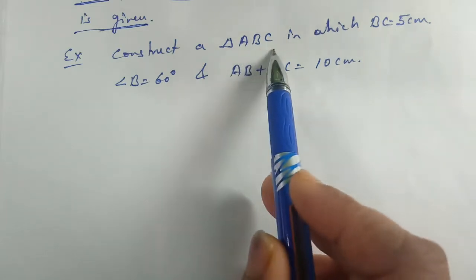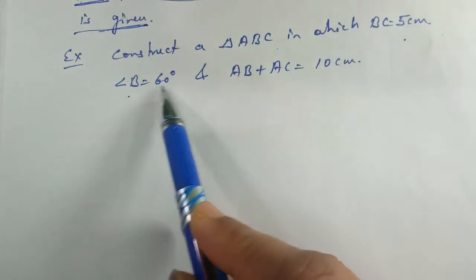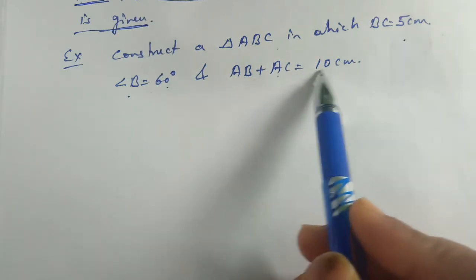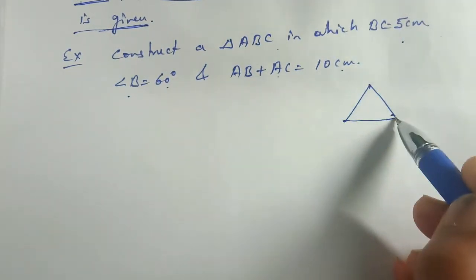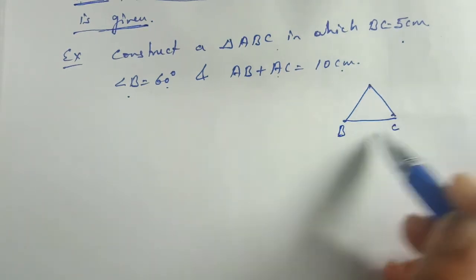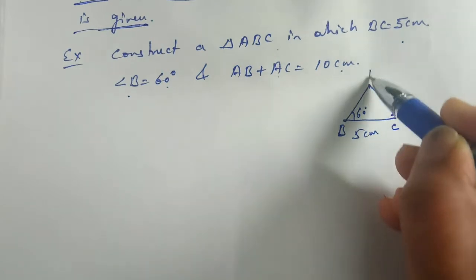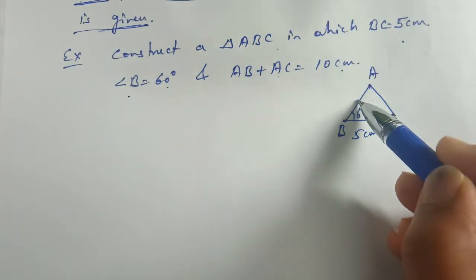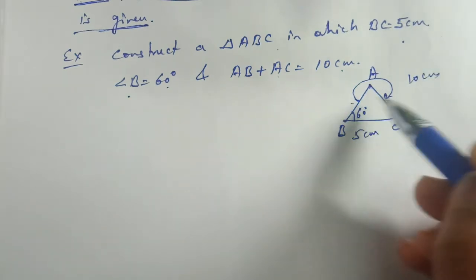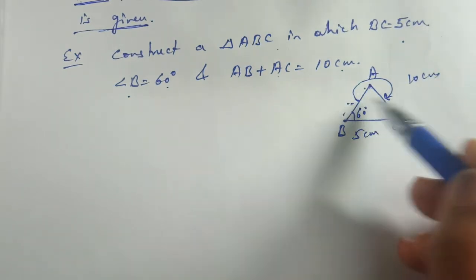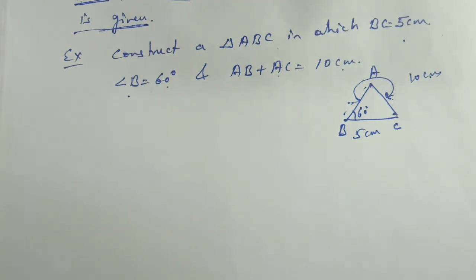Construct a triangle ABC in which BC is 5 centimeter, angle B is 60 degree and AB plus AC is equal to 10 centimeter. If we draw the rough sketch, we have the base BC equal to 5 centimeter, angle B is 60 degree, and this will be point A. The sum of these two sides will be equal to 10 centimeter, which means if we add the measurement of both the sides, we'll get 10 centimeter. So let's see how we're going to construct.